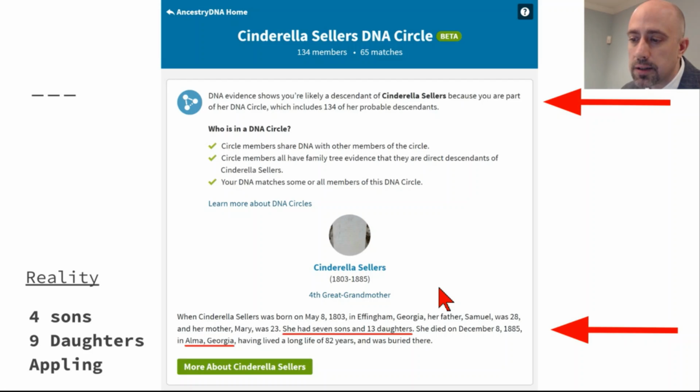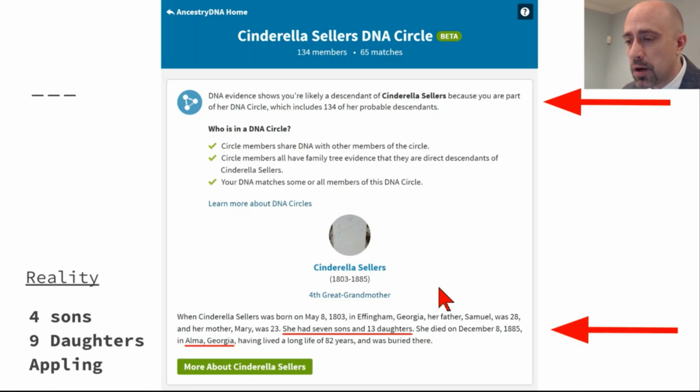She actually died in Appling County, near present-day Alma, Georgia, but Alma, Georgia did not even exist until 15 years after Cinderella died, and was not incorporated until about 20 years after Cinderella died. So I would certainly advise caution on this biographical information that is automatically generated by Ancestry's computer algorithms.